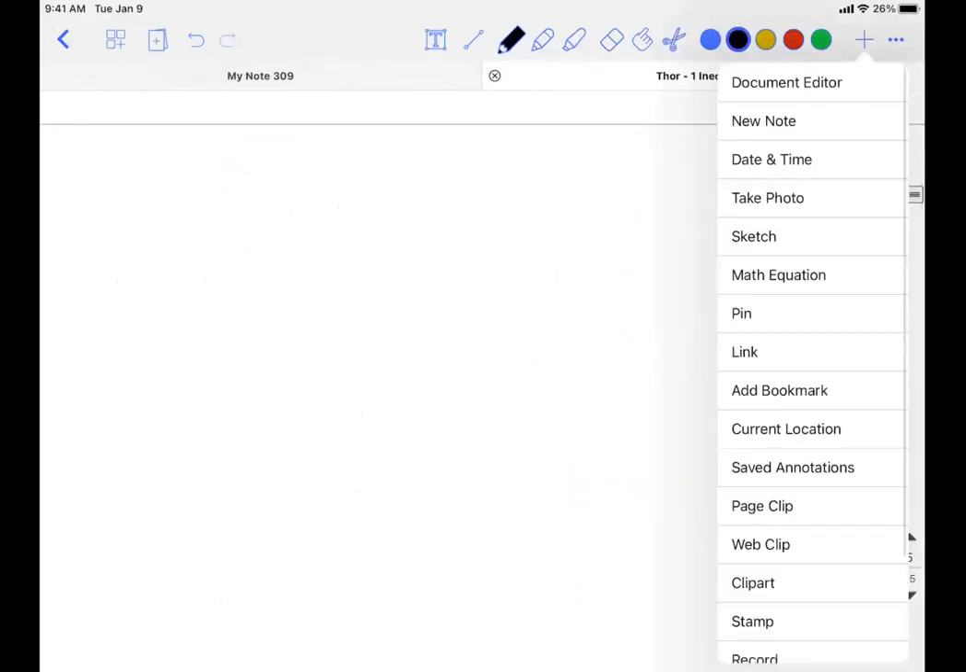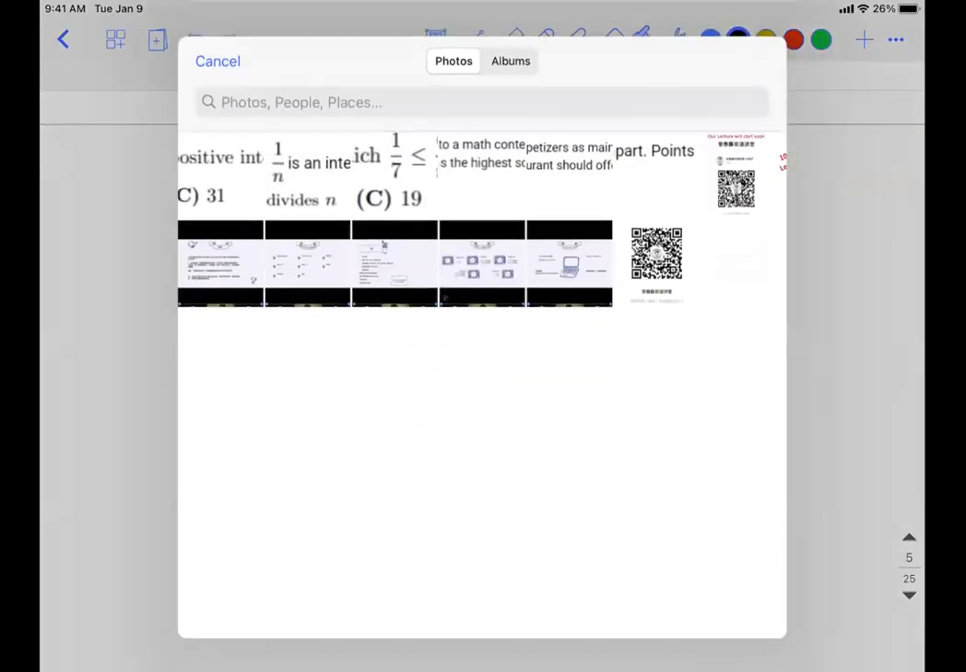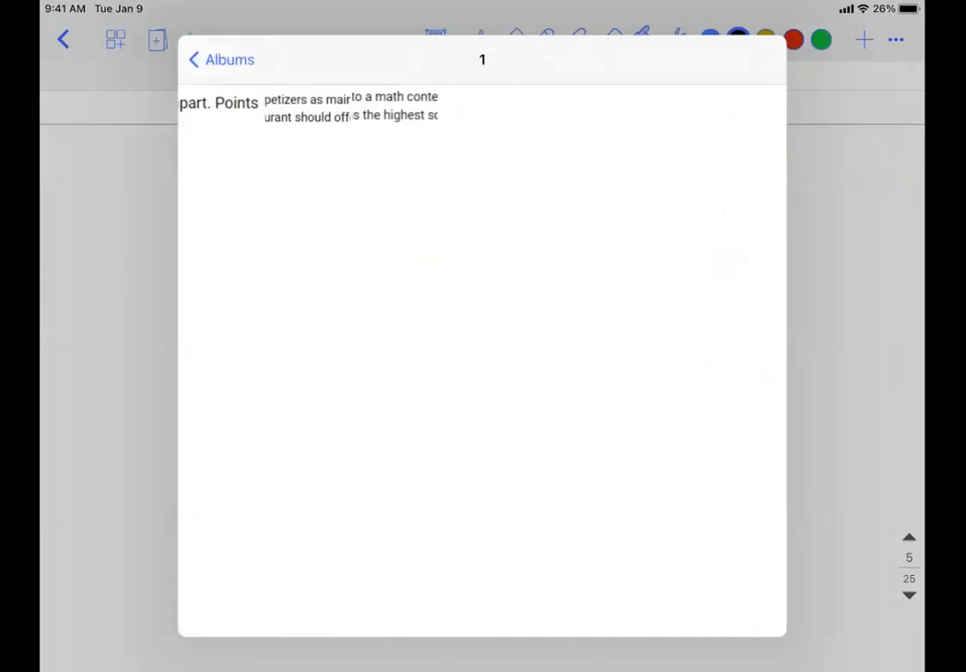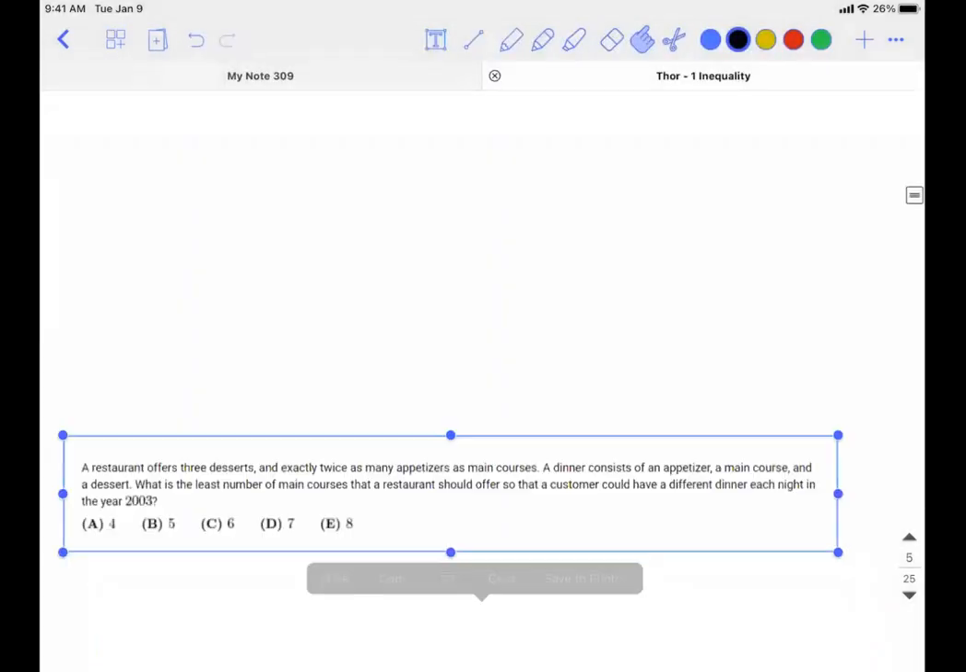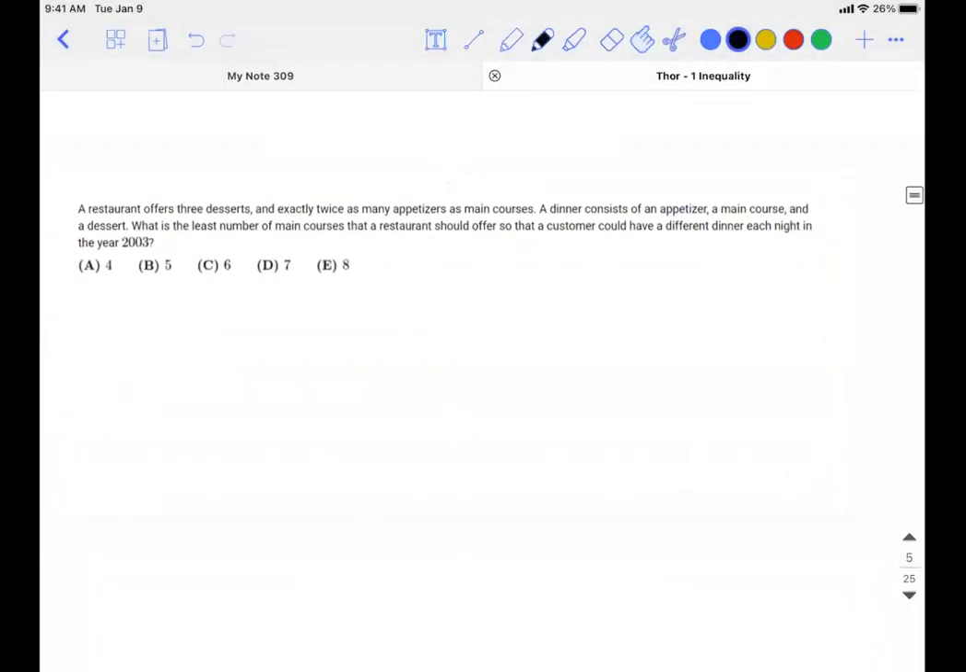So the second problem is also a real application using the inequality. The second problem comes from 2003 AMC 10B, question number 6. Oh, number 16, excuse me, number 16. So again, I'll give you 1 minute, read the problem first.